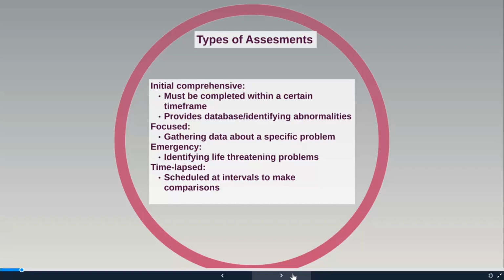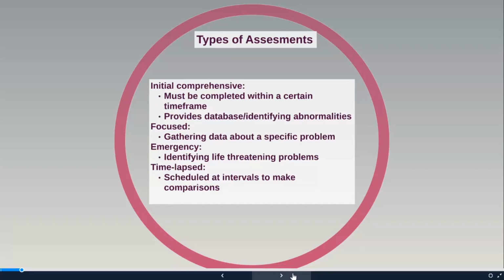And then time lapse would be scheduled intervals. So if any of you do work on a unit, you probably see or observe the nurses or even yourself as a nursing assistant doing scheduled intervals of maybe vital signs or assessment follow-ups.